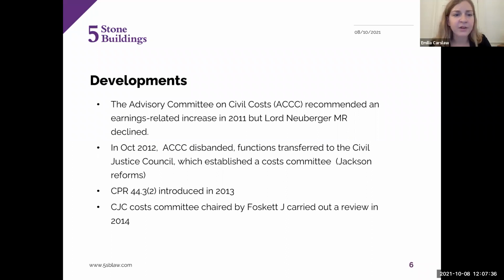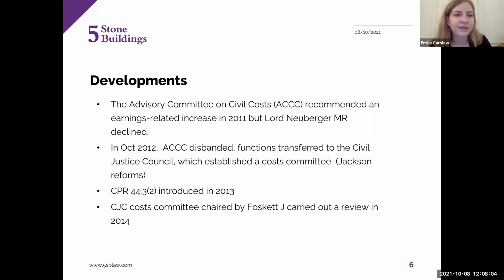What happened between 2010 and now that caused the GHR to actually stagnate for such a long period? In 2011, the Advisory Committee on Civil Costs recommended an earnings-related increase, as I've said, which is in line with previous years, but the Master of the Rolls at the time declined because he wanted more detailed evidence to support those figures.